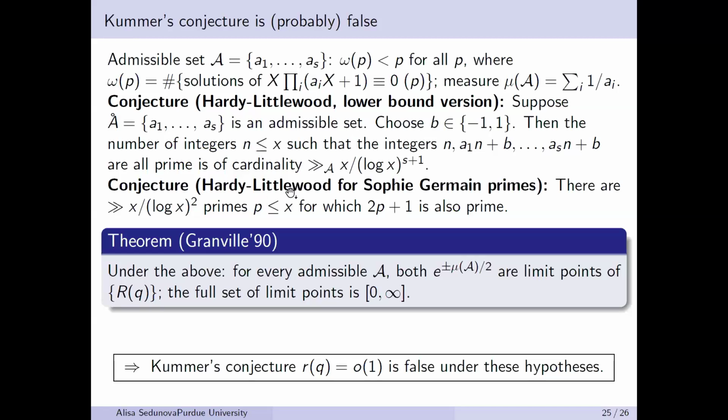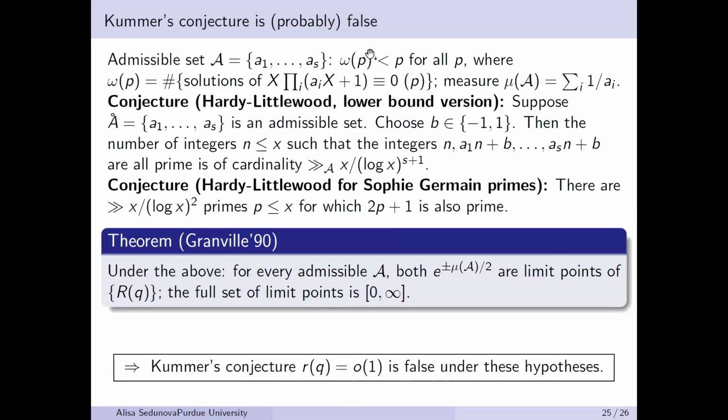And if we assume also Hardy-Littlewood for Sophie Germain primes, then there are at least X over log squared X primes up to X such that 2P plus 1 is also prime. Under these two conjectures, Granville showed that for every admissible A, both plus and minus the measure of A over 2 are limit points of R of Q. Again, we are interested in the maximum of R of Q and 1 over R of Q. So the full set of limit points is 0 to infinity. This implies that Kummer's conjecture about R of Q being little o of 1 is false under these two hypotheses.